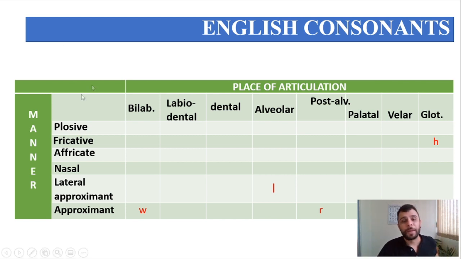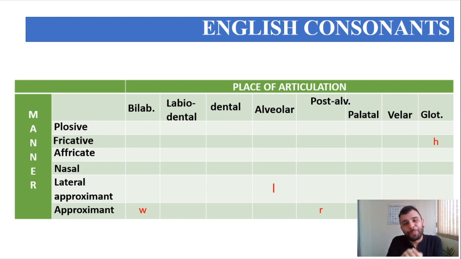So take a look. Bilabial, what happens? You have both lips touching each other. The bottom lip is the active articulator. It touches your upper lip. Labiodental, you have your bottom lip touching your upper teeth, like this. Dental, you have the blade of your tongue touching your upper teeth, like this. Alveolar, you have the blade of your tongue touching the alveolar ridge.